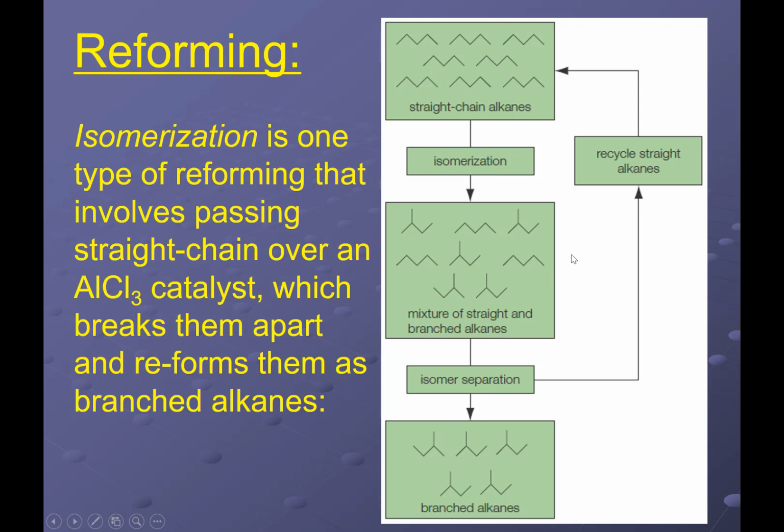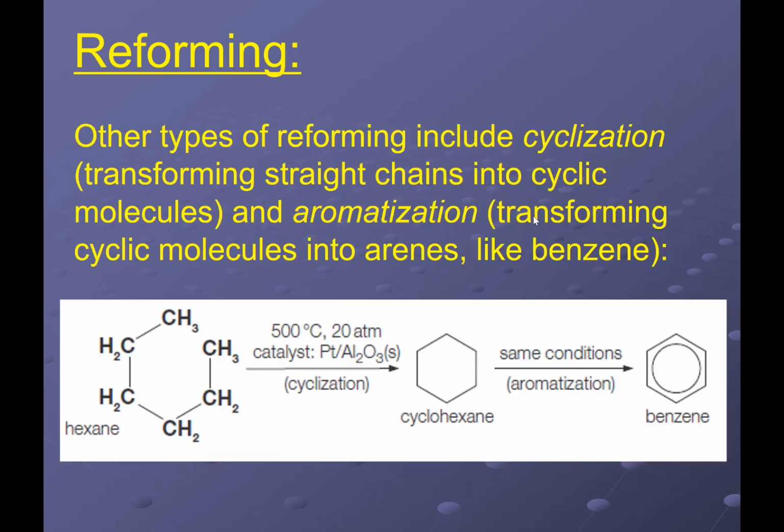the octane rating. Reforming can also be in the form of cyclization. Turns out as I end up forming rings, or even aromatic compounds, that also improves the octane rating. That'll make a better quality fuel.